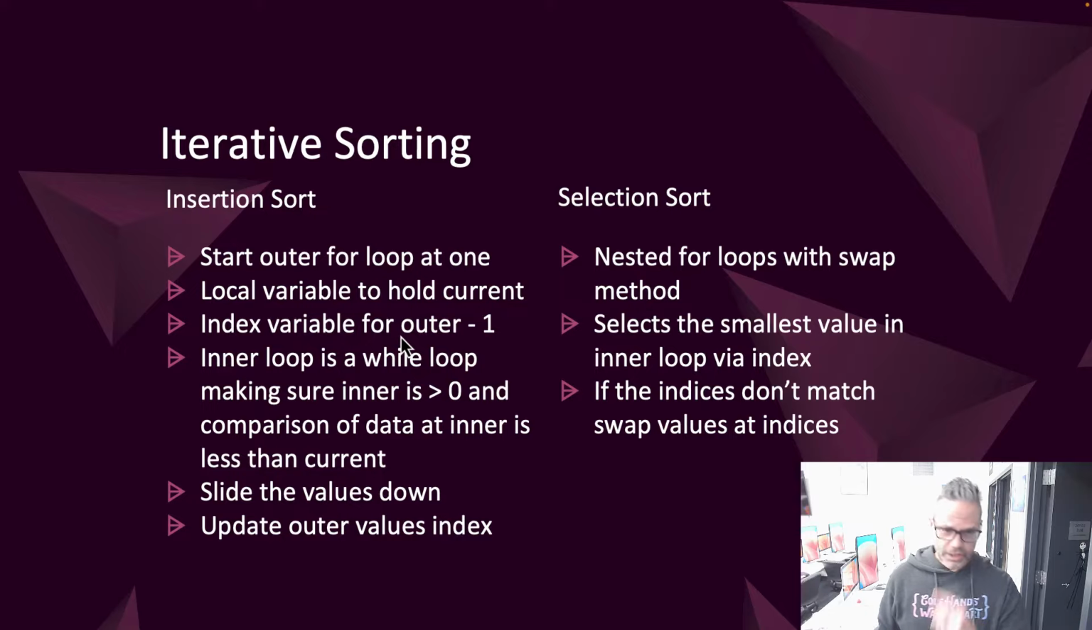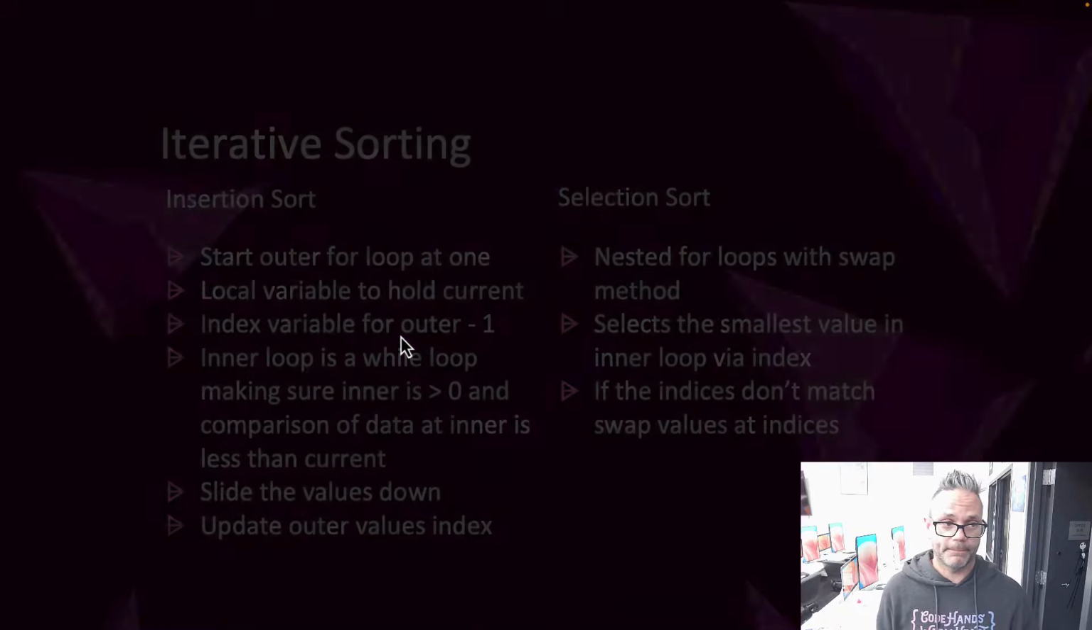The selection sort is just a set of nested for loops with a swap method. So it selects the smallest value in the inner loop via index, and if those indices don't match it calls the swap method to swap those values inside that structure. Pretty simple. These are both really easy algorithms to identify and understand. The nested set of for loops and a swap method for selection, an outer for loop with an inner while loop for the insertion sort. Great way to identify that and track what's going to happen.